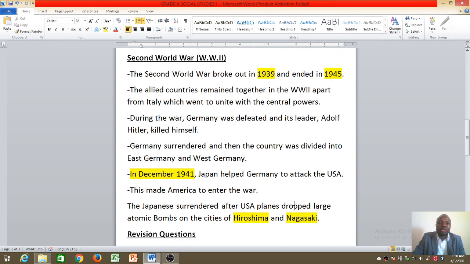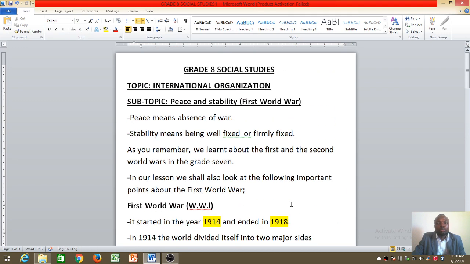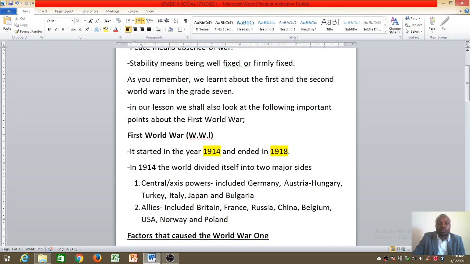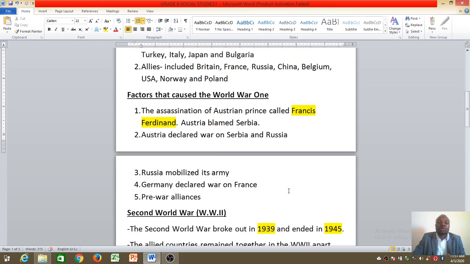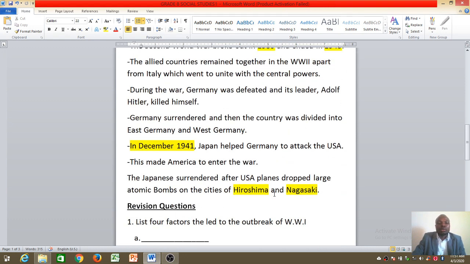So with that, you are going to try and go through the notes again. Look at what peace means. Look at the First World War, which we said began in 1914 and ended in 1918. Look at the factors or the causes of the First World War and those alliances, I mean the groups that the world had divided itself into, the Central Powers and the Allies. Then later you are also going to look at the Second World War and when it started, the year in which the USA entered the Second World War.